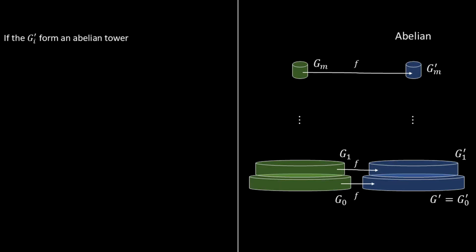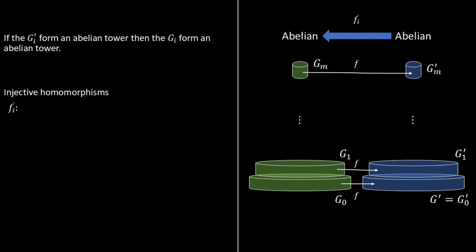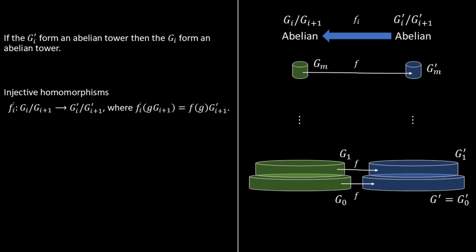Here is claim 2. If the G prime i form an abelian tower, then the Gi form an abelian tower. According to what we proved in the last video, we get an injective homomorphism f bar i from Gi mod G(i+1) to G prime i mod G prime (i+1), defined by f bar i of x G(i+1) equals f of x G prime (i+1).